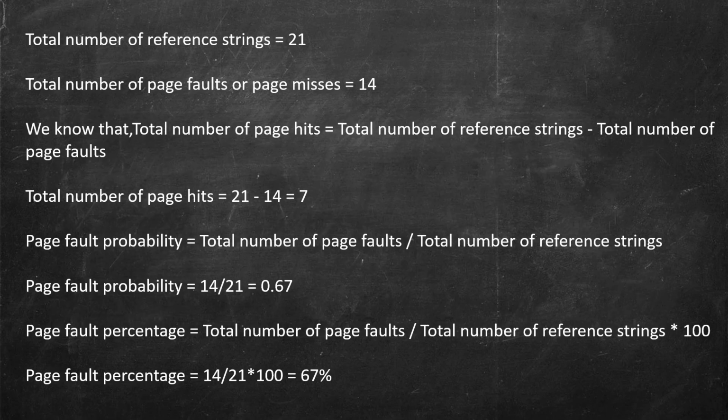So the total number of reference strings is equal to 21. Total number of page faults or page misses is equal to 14. We know that total number of page hits is equal to total number of reference strings minus total number of page faults. Total number of page hits is equal to 21 minus 14, which is 7.